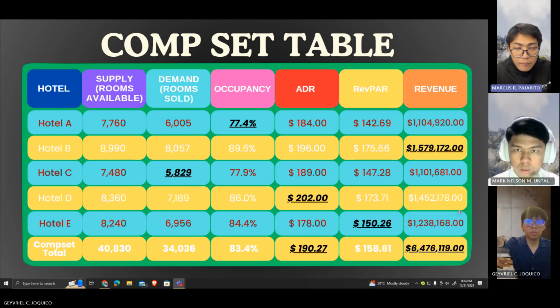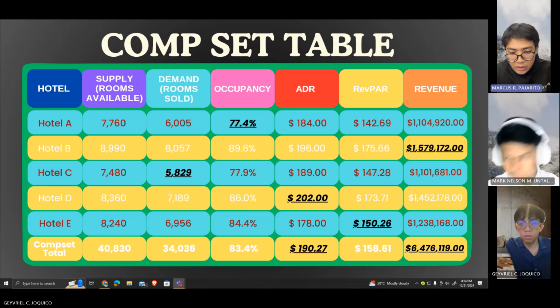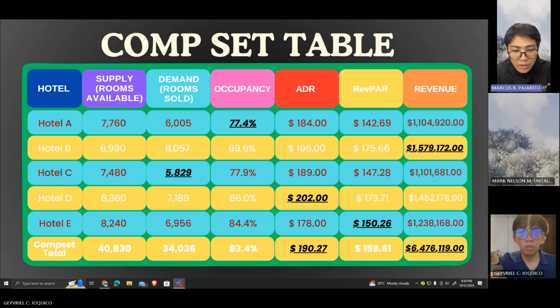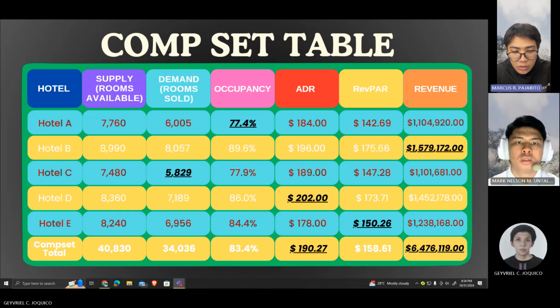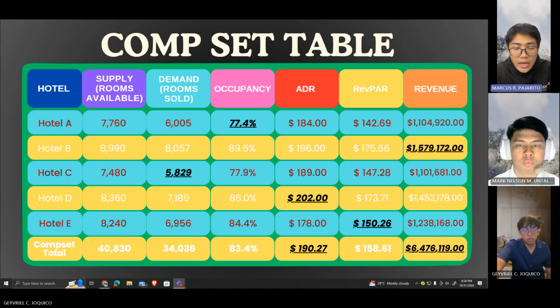Next, Hotel D, average daily rate. The ADR for Hotel D is calculated by dividing revenue, 1,452,178, by rooms sold, 7,189, resulting in an ADR of $202. This metric reflects the hotel's pricing strategy and market position, where a higher ADR may suggest a premium status contributing positively to revenue.